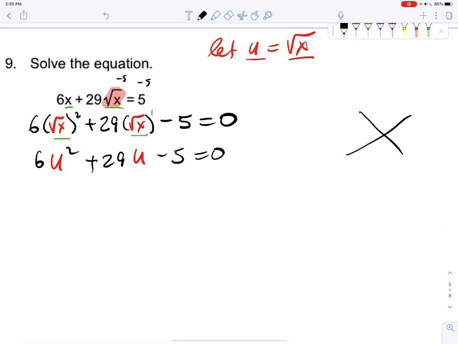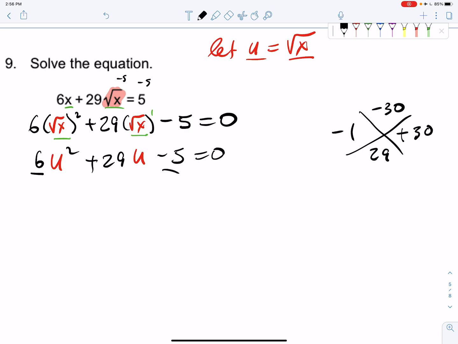Now I've got that leading coefficient, so it gets a little more complicated. 6 times negative 5 is negative 30, and the numbers must add to 29. If we're going to multiply to get a negative, one must be negative and one must be positive. A positive 30 times a negative 1 is negative 30, and a positive 30 plus a negative 1 is positive 29. So I can see the two numbers.